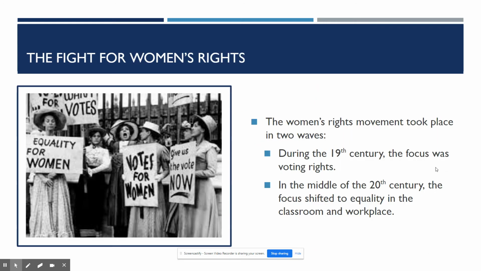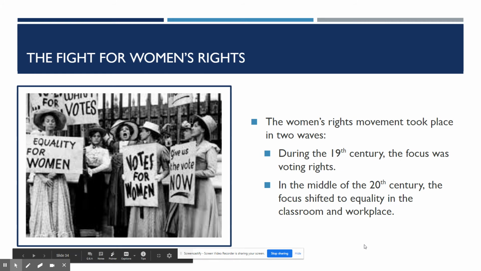All right, so moving on to the women's rights movement. The women's rights movement is going to take place in two waves, and we're really going to be looking at the second wave for the purpose of this class. But there are two parts. The first part is going to take place during the early 1900s, so you can see here.